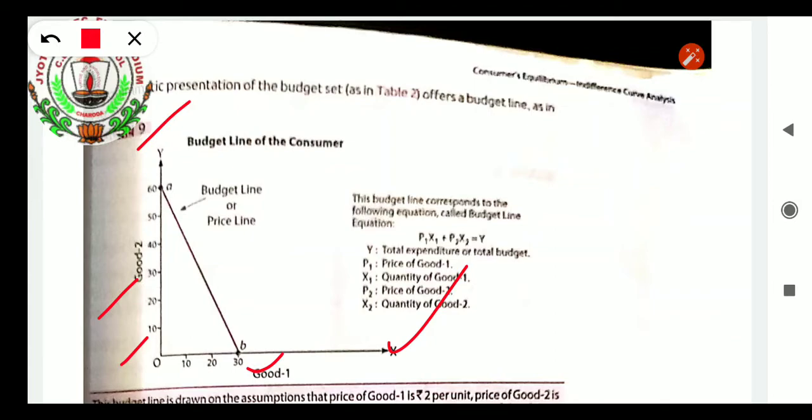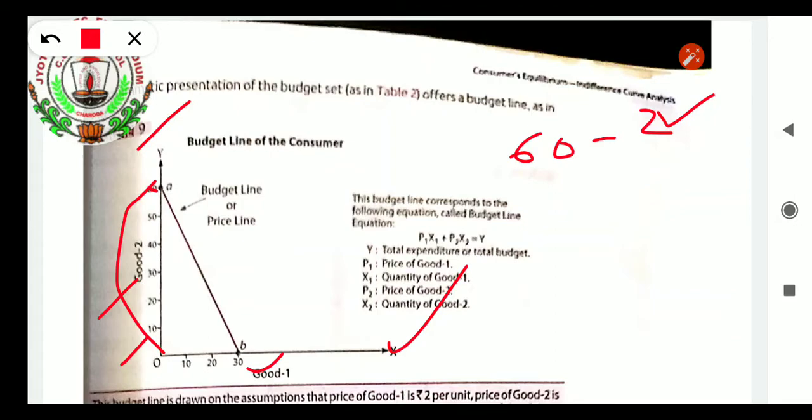So if he spends the whole 60 rupees on goods 2, since the price of goods 2 is 1 rupee, if he is totally expending his income on goods 2, that is 60, so he can go from 0 to 60. As the price of goods 2 is rupees 1, his budget is up to 60, he can purchase goods 2.